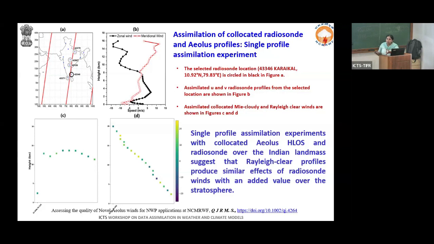Then what is the complementarity between this Aeolus wind profile and the radiosonde? We did the collocation of the Aeolus wind profile and the radiosonde over the Indian region. This is the zonal wind and meridional wind component, and as we already explained, Aeolus mainly provides the horizontal component of wind. If you see the zonal wind profile, the Aeolus profile is almost matching. So from the assimilation we did, we found that there is good complementarity between the radiosonde wind and the Aeolus wind profiles.